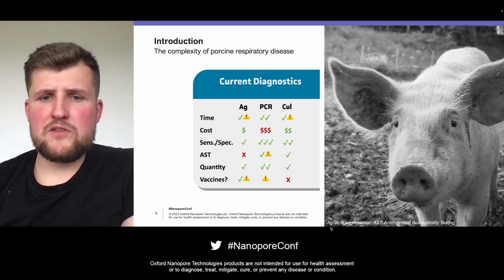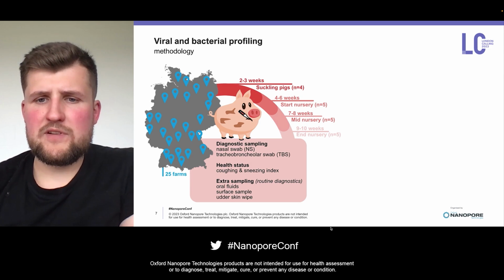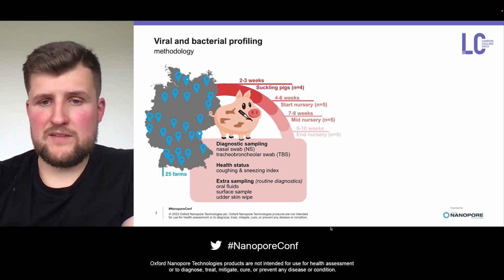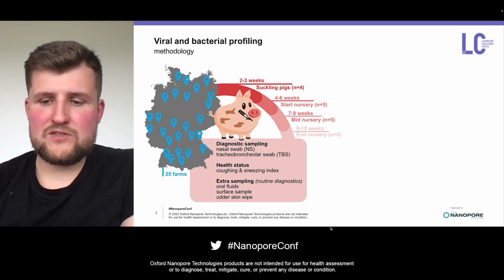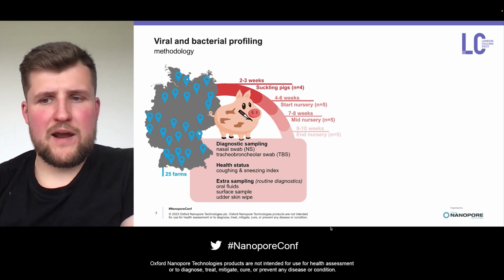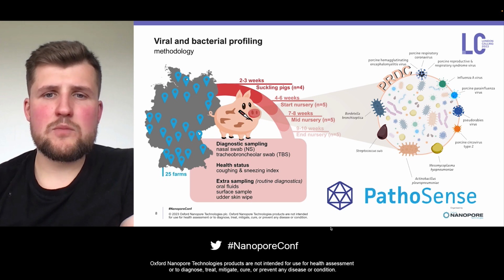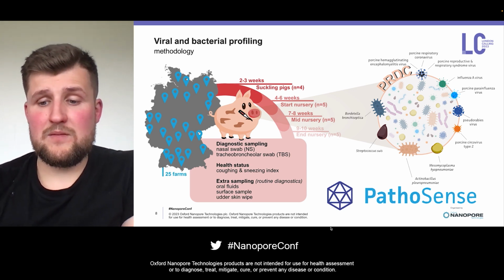Now, if we think about the study that we did, this is the methodology. We sampled 25 different farms in Germany, and we sampled 4 different age groups, of which we collected nasal swabs and tracheobronchial swabs, but also we collected metadata on the influenza status and the coughing and sneezing index of all the pigs in this study. All the samples were further characterized using the revolutionary technology at Pathogen, which uses nanopore sequencing to look at the metagenomic context of the respiratory disease in pigs.